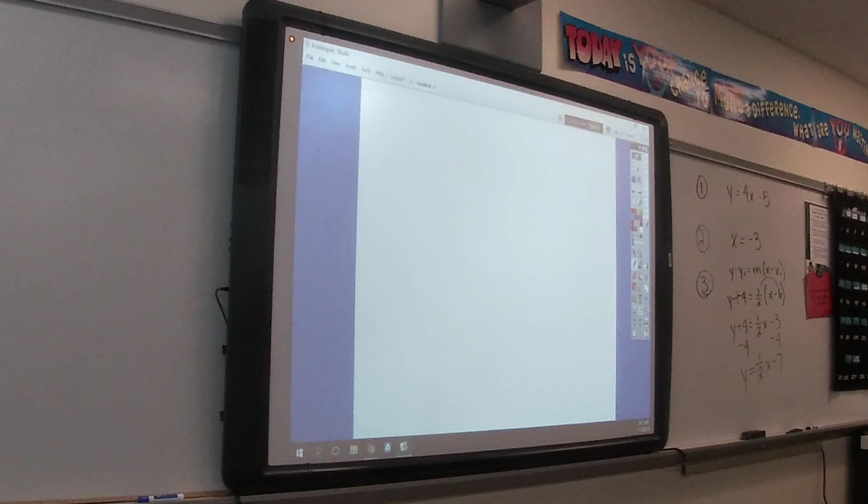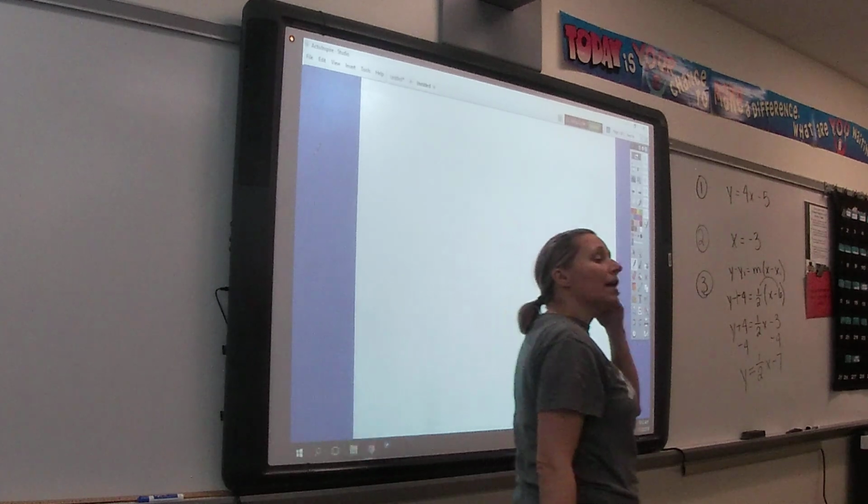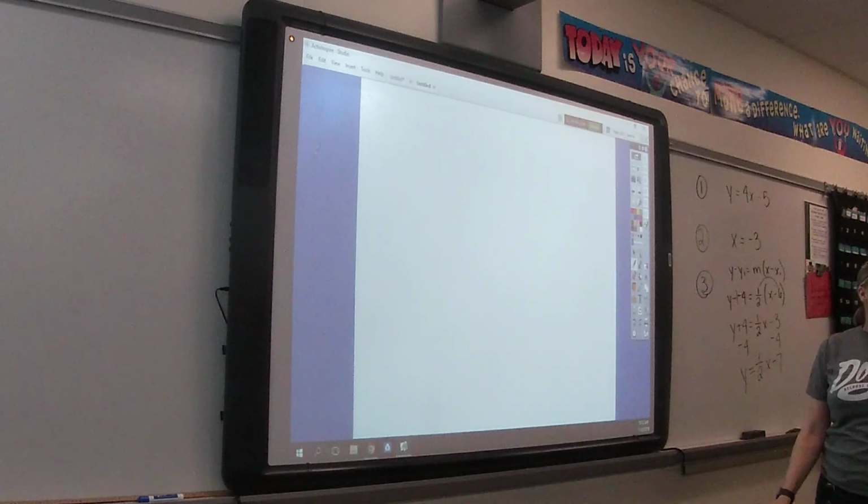Going to be looking at writing equations of lines today. Okay, and when we are writing equations of lines, the information that's given to us is just going to be slightly different.